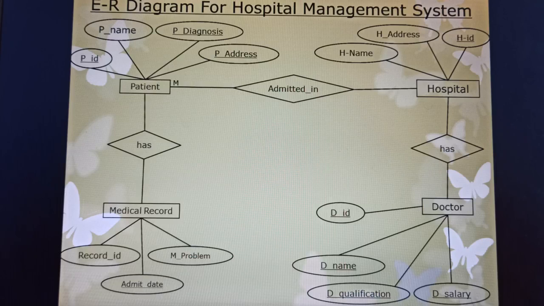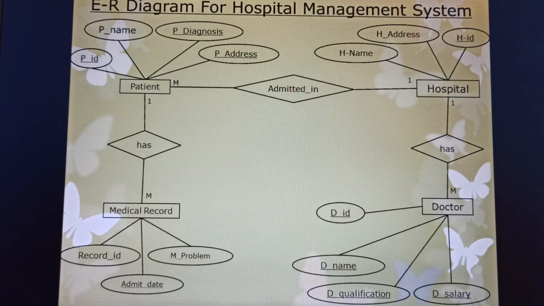Here many patients can be admitted in a single hospital, therefore it is represented using a many to one relationship. Then one hospital can have many doctors, therefore it is represented using a one to many relationship. And one patient can have multiple medical records, therefore it is also represented using a one to many relationship. This is a hospital management system.